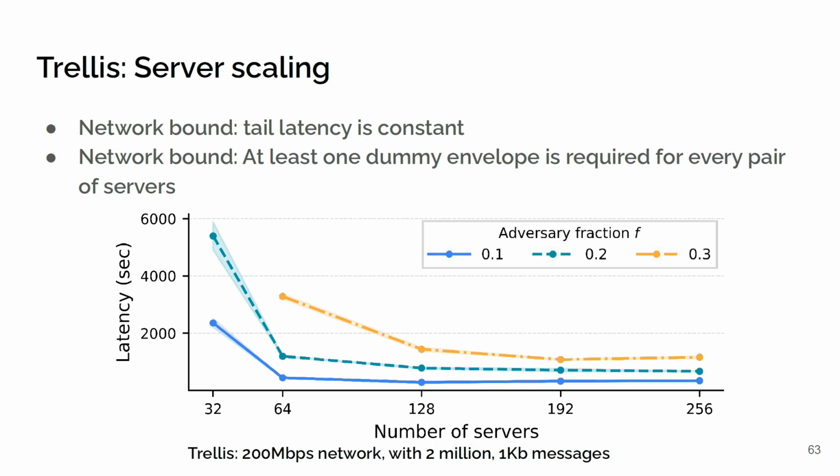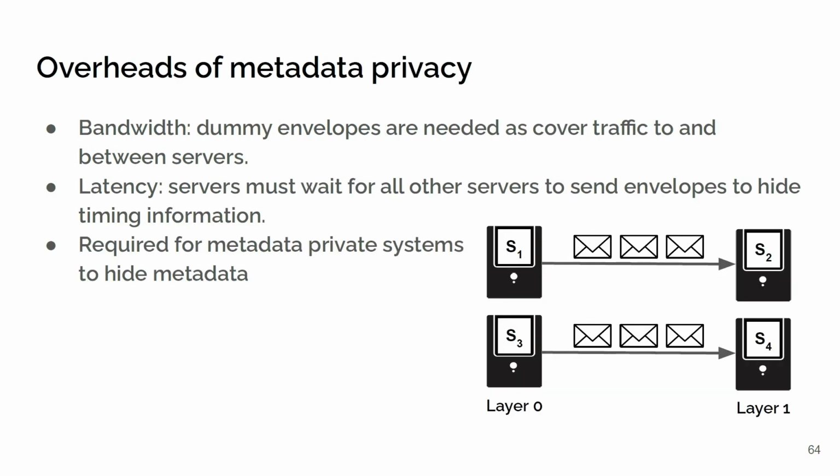Furthermore, as you add more servers, you actually need to add more dummy envelopes between every pair of servers. So what do I mean by this? We actually want metadata privacy, and that means we have to make two things happen. We need dummy envelopes as cover traffic to and between servers, and we need the servers to wait for other servers to send them envelopes to hide timing information. And these end up being inherent for building metadata private systems.